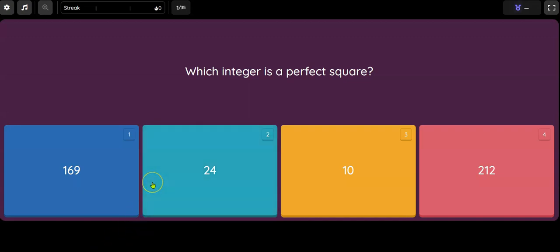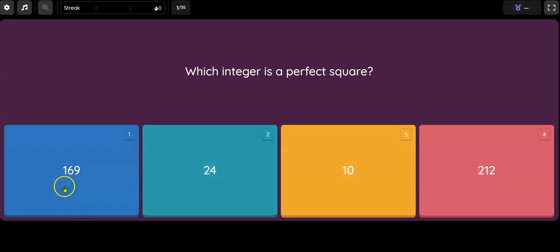Let's take a look at the questions on the Unit 5 test review. It asks which integer is a perfect square. So a perfect square is any number times itself. So we're thinking 1 times 1, 2 times 2, 3 times 3, 4 times 4, etc.